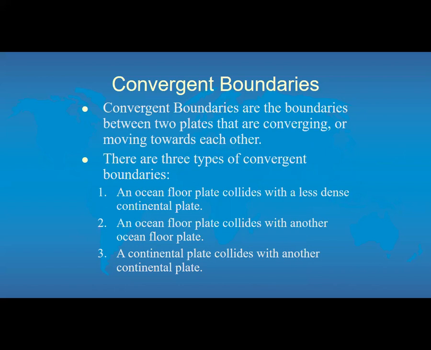The first is when an ocean plate collides with a continental plate. When an oceanic plate collides with a continental plate, the oceanic plate is more dense, it gets pushed down into the mantle and destroyed. Then the continental plate gets pushed up and just kind of rides along the top of that. I'm going to show you a picture in the next slide that'll make that much more clear.